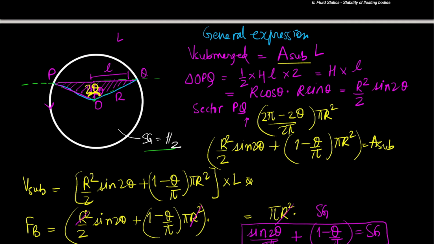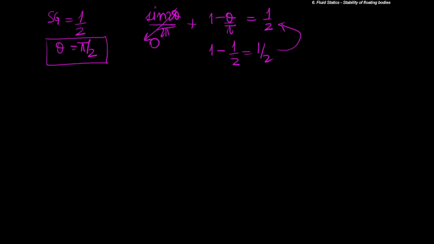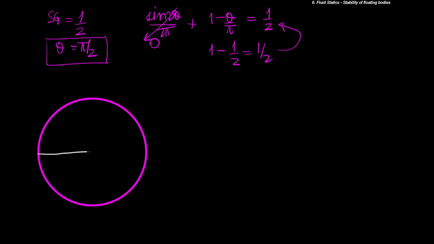So from this little exercise we conclude that half of the cylinder is actually submerged. This is the cylinder, then half of it is submerged. So this is the water line. Now the condition for stability.